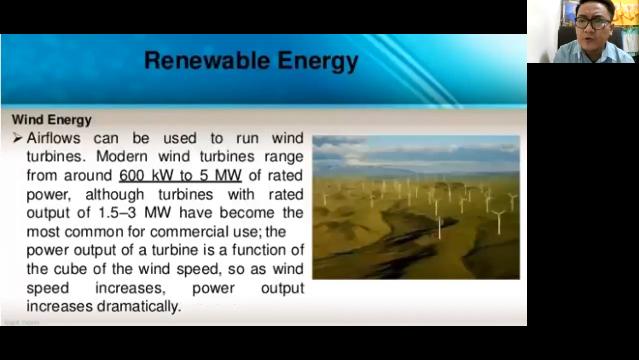When we talk about renewable energy, sample po natin, very basic na po ito sa inyo, no? Alam na po natin ito. But we are thinking how the process of work or watts power na meron po si wind energy. Airflows can be used to run wind turbines. Modern wind turbines range from about 600 kilowatts to megawatts of rated power, although turbines with rated output of 1.5 to 3 megawatts have become the most common for commercial use. So yun po pala ang nako-convert niya. So the power output of a turbine is a function of the cube of the wind speed. So as wind speed increases, power output increases dramatically. So yun po pala, the more malakas, the more marami o mag-increase yung power output.